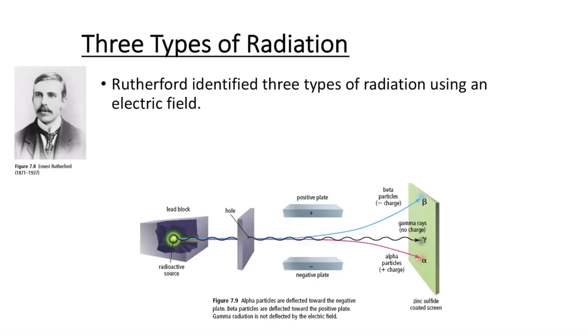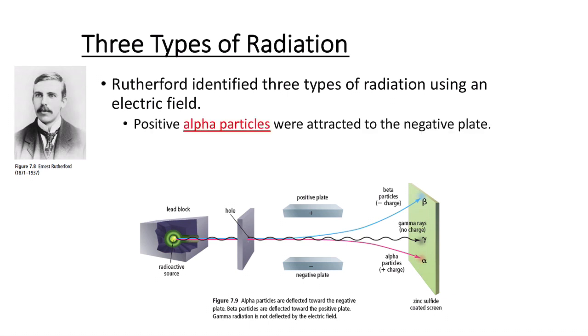We have 3 types of radiation, 2 of which were covered in the previous slide on our decay series. These were discovered by Rutherford, who was the same guy who discovered the nucleus. Rutherford identified 3 types of radiation using an electric field. To create this field, he used a radioactive source and a lead block to prevent the radiation from going off in undesirable directions. There's a hole that streamlined the direction of the radiation, and once it passed through the hole, there were negative and positively charged plates on either side.